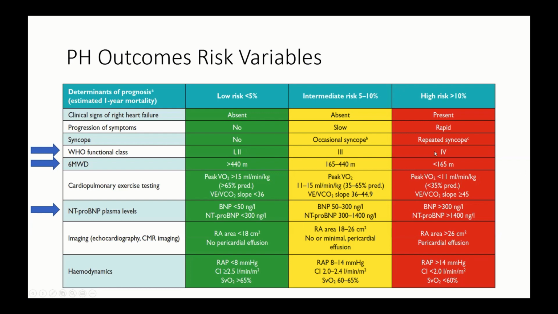So here you have the WHO, her functional class status is 4. She has dyspnea at rest. She has a 6-minute walk distance of less than 165 meters. She said she can't walk within her house, assuming she has a normal size house. And also her BNP was 1500. Here there are BNP measures of more than 300 being significant, or NT-proBNP, which we don't use in our hospital, of more than 1400 is a predictor of high risk for mortality.